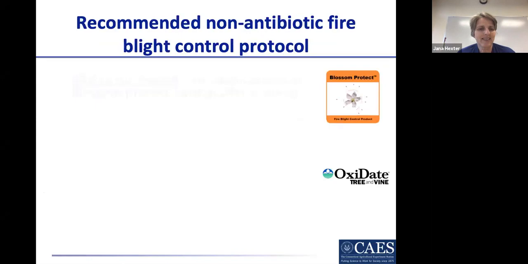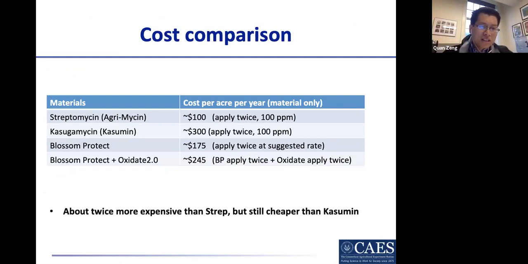So we used the strep at 100 ppm, and the Blossom Protect was used at the recommended strength as the label indicated. For Oxidate in our trials, we used 1% and 0.3%. We found that if you use Oxidate by itself, you should use a higher rate, like 1%. But if you use it in combination with biological controls, you can even use 0.3% or 0.5%. That would work equally well.